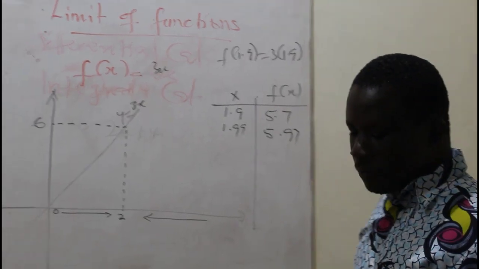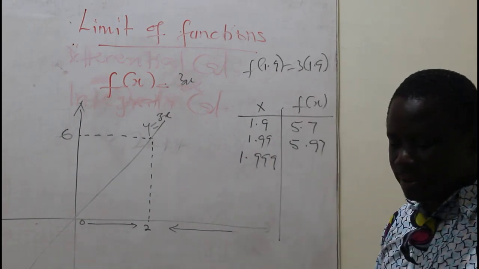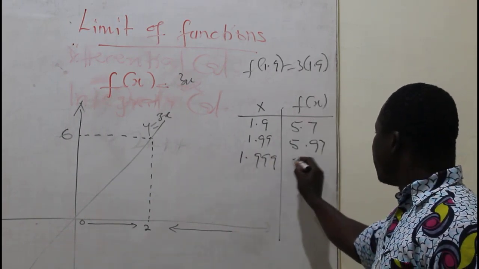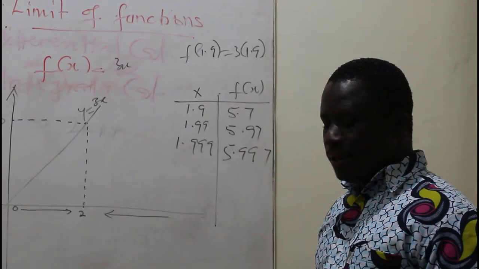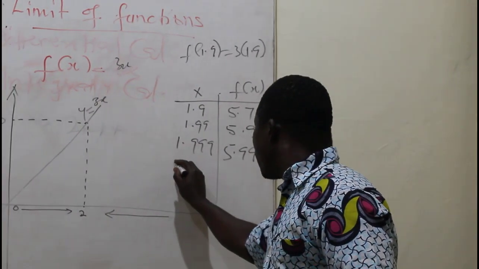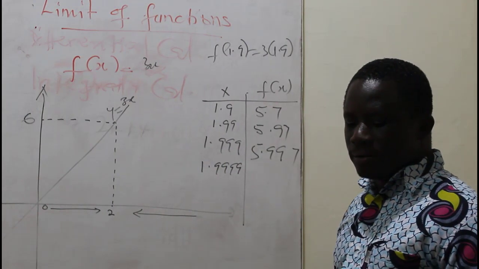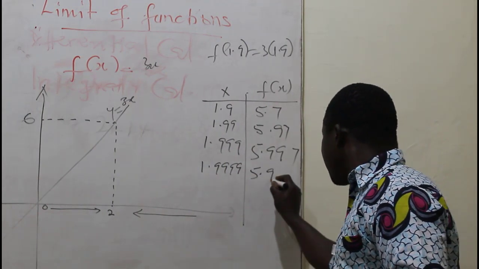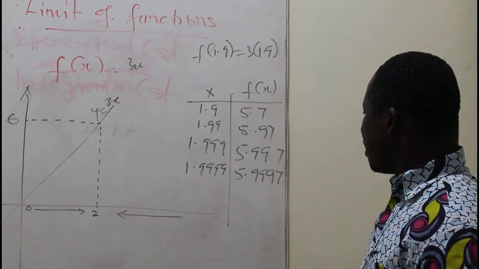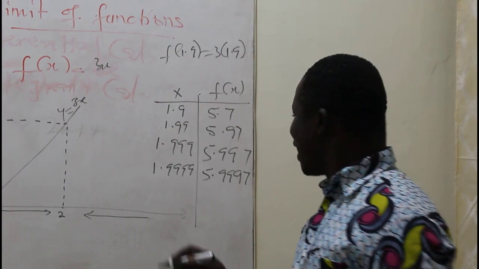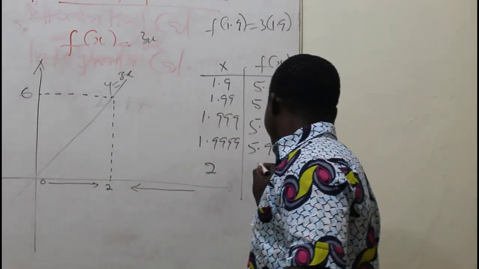Again, if you put 1.999 into the function, the functional value will be 5.997. If we increase further, 1.9999, then the value also increases to 5.9997. And when x is 2, we said the value is what? 6.